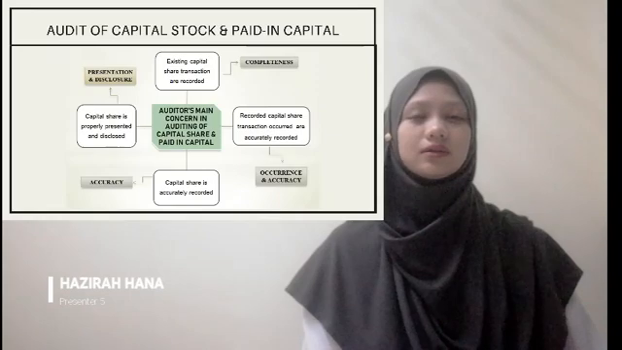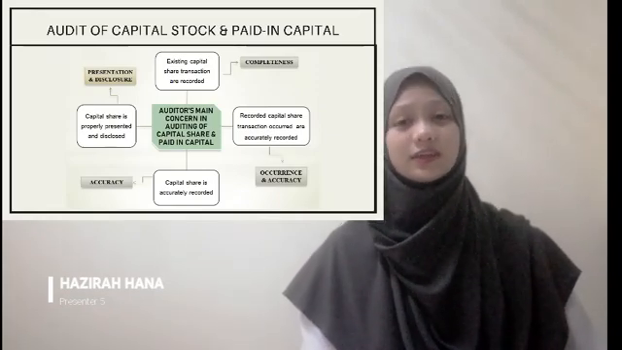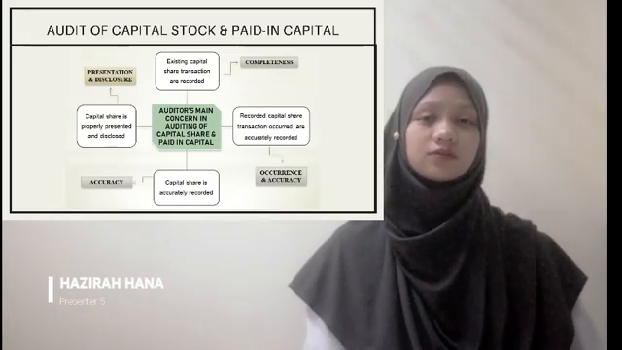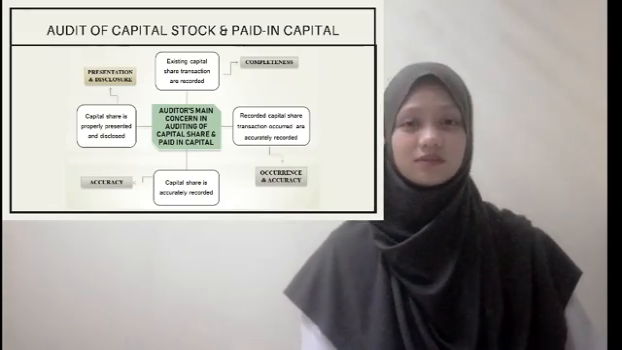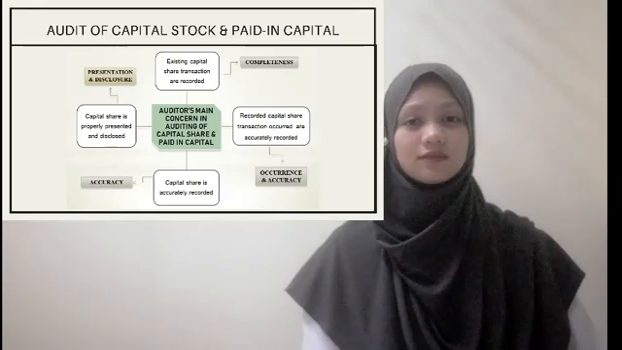Other than that, the auditor also has to verify the proper presentation and disclosure of stock options, stock warrants, and convertible securities by examining the legal documents or other evidence of the provisions of this agreement.